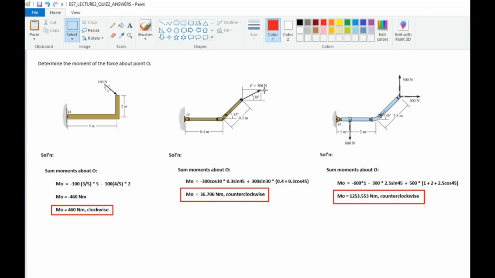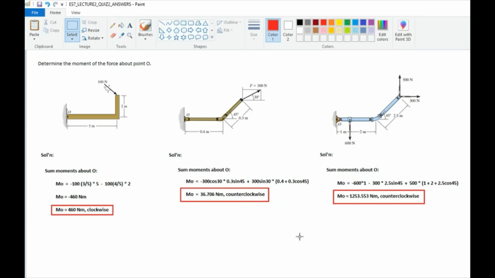For the y component of F, that is 300 sine 30, and the direction is upward. What will its rotation about O be? Counterclockwise, so our 300 sine 30 is positive. As for the moment arm, when the force is like this, what is its distance to O? This one, so that is 0.4 plus this distance, which is 0.3 cosine 45. Simplifying, we get M sub O equal to 36.706 Newton meters. Again, indicate the direction, that is counterclockwise. Positive, so counterclockwise.